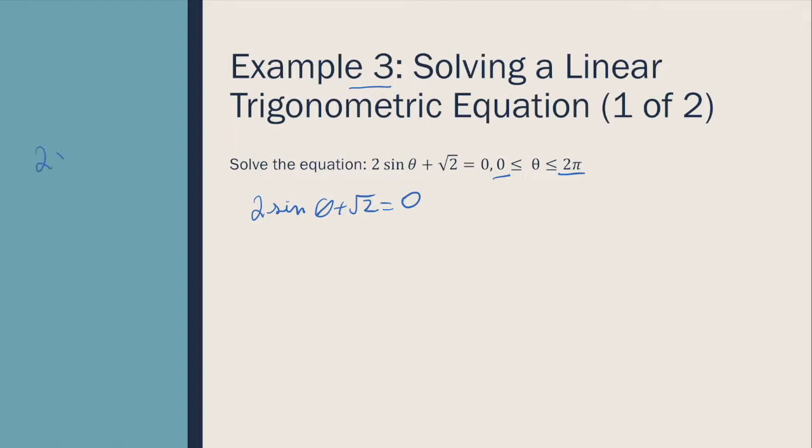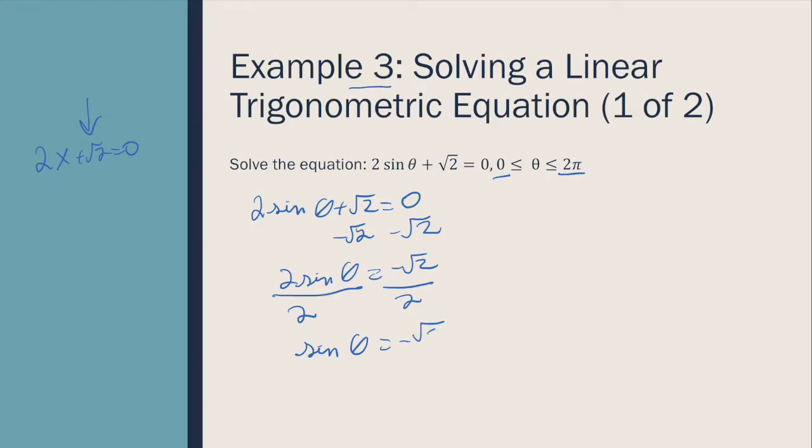Well, for example, if I had 2x plus the square root of 2 equals 0 and I told you to solve for x, you'd know, yeah, I got to move that square root over. So we're going to do the exact same thing here. So I have 2 sine of theta equals negative square root of 2. Next, to get sine of theta by itself, I'm going to divide by 2. So I have sine of theta equals negative square root of 2 over 2.